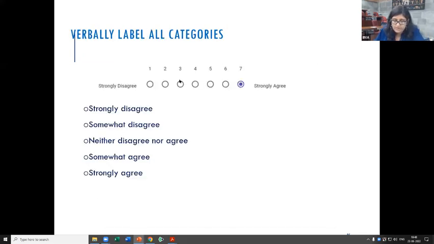So verbally label all the cues. If you go back to the food outlet survey, don't even have 7 things. Ask only 5 options, and it could be strongly disagree, somewhat disagree, neither disagree nor agree, somewhat agree, and strongly agree. So your 0 becomes the center.